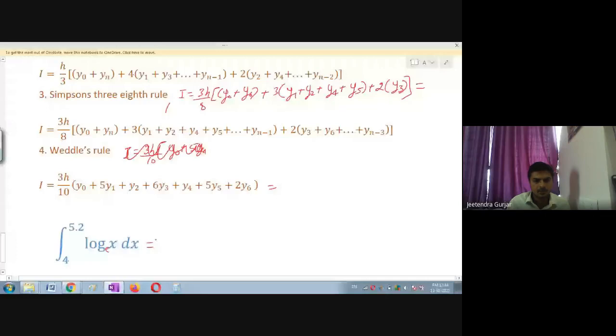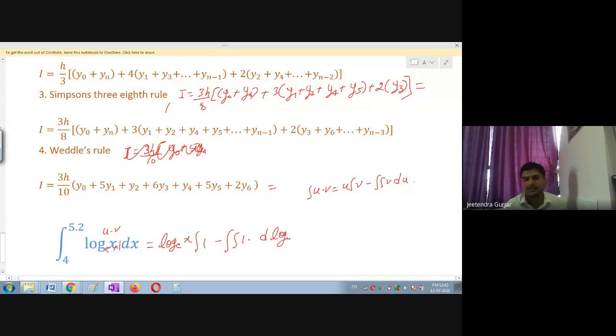I cannot integrate log directly, therefore I will take it as log times 1 for my simplification, and I will use integration of u into v. So the formula is: integration of u times v equals u times integration of v, minus integration of the integral of v times the differentiation of u. Please remember this formula. Here I will take u as log x to the base e, and v as 1. So use this formula.